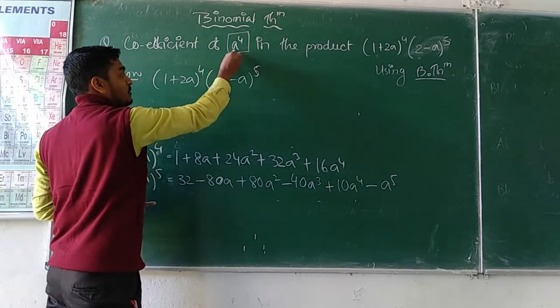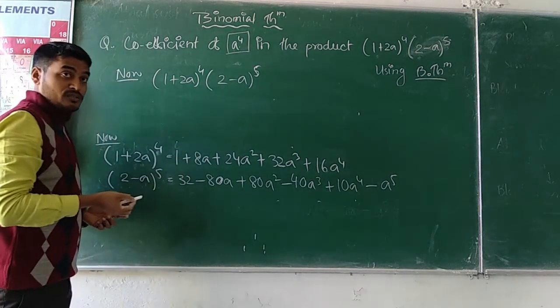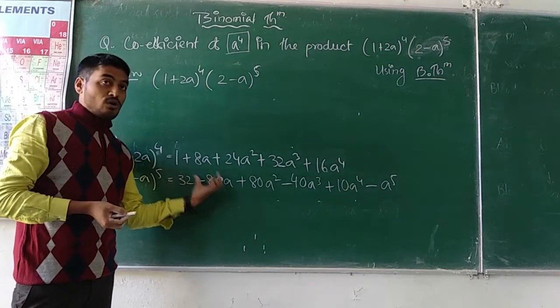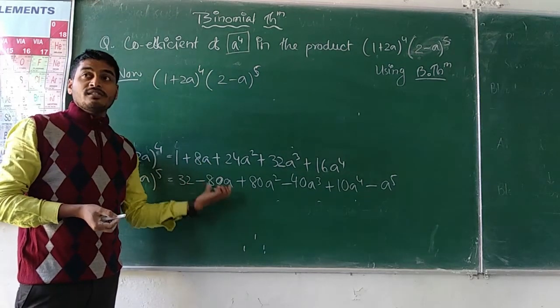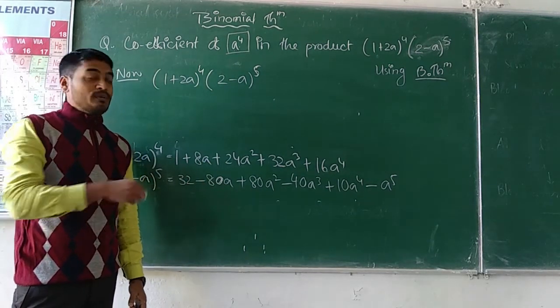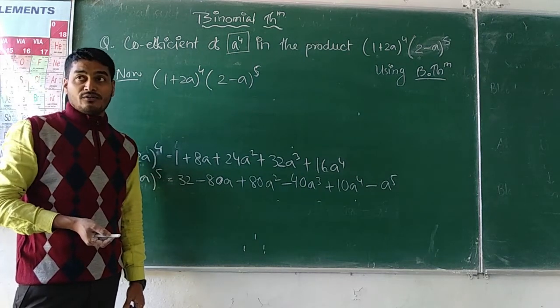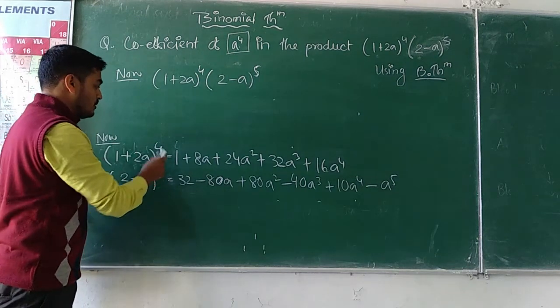power 4, the coefficient of a to the power 4 is asked. So now we are going to find out all those terms whose multiplication is exactly equal to a to the power 4. We want to identify which terms multiply to a to the power 4.